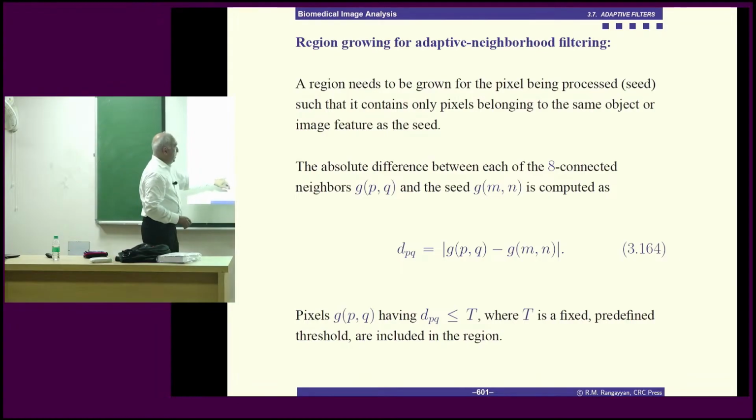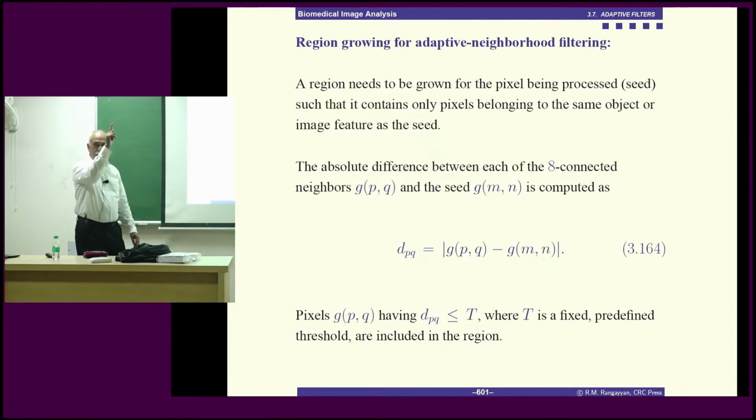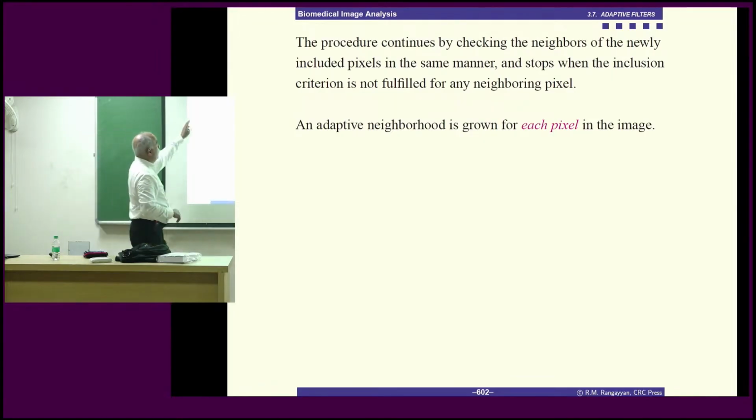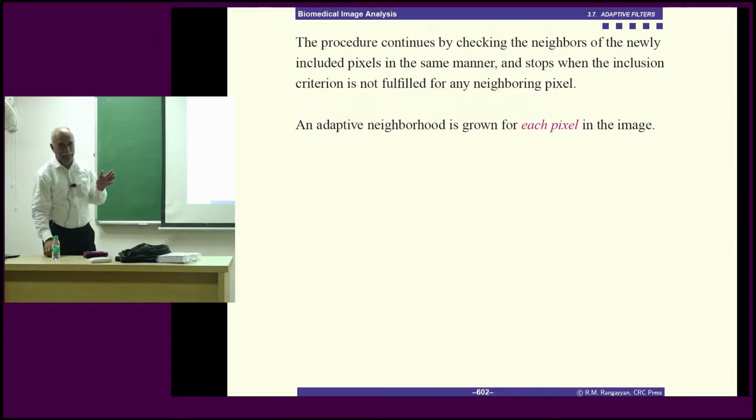So pixels g_pq having d_pq less than some threshold and spatial connectivity will be included in the region. The procedure continues by checking the neighbors of this new pixel you added, taking their neighborhood and asking, can I include them and their neighbors? And all connected neighbors are checked, until you hit some boundary and cannot grow any further. So an adaptive neighborhood is grown for each pixel in the image. That makes it expensive.